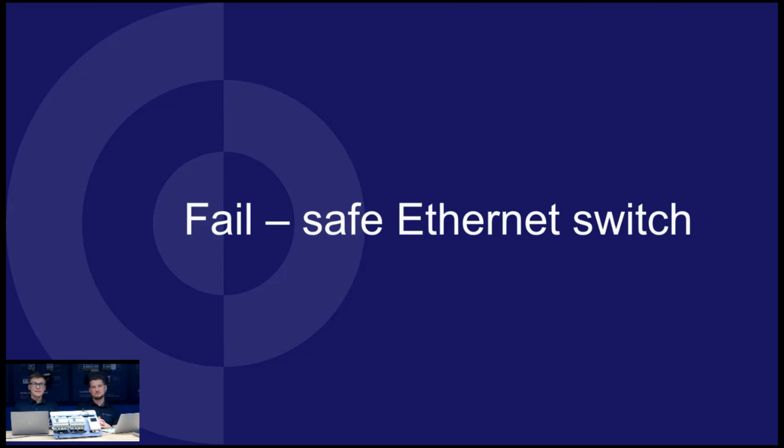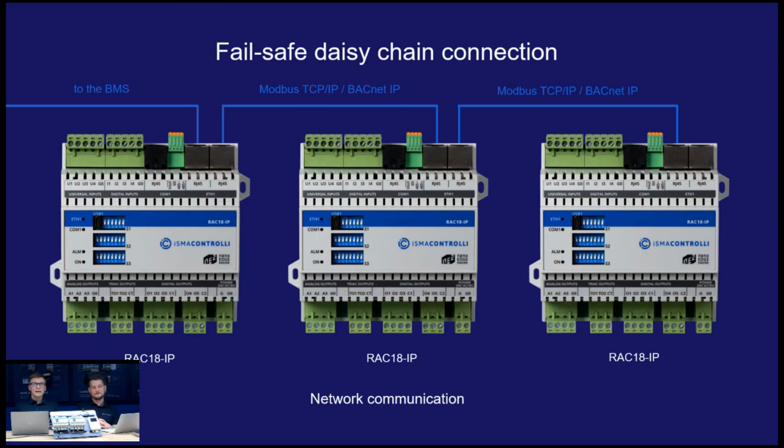The second key feature is the built-in fail-safe Ethernet switch, which allows a daisy chain connection. So one IP port allows a daisy chain connection using Modbus TCP and BACnet IP connectivity. And what exactly does fail-safe mean? It means that in case of power supply failure, the network communication is still upheld, so the network keeps communicating even without power supply.